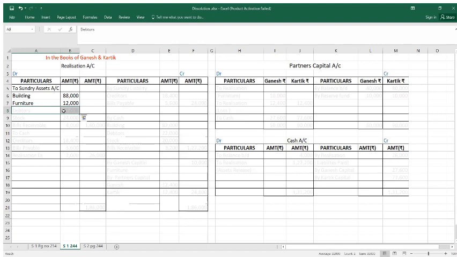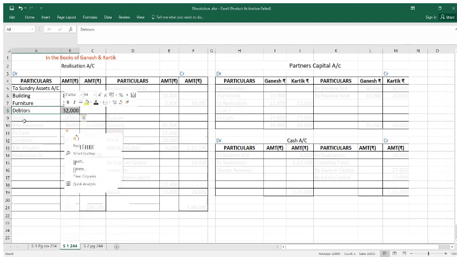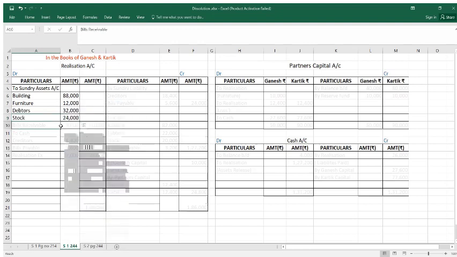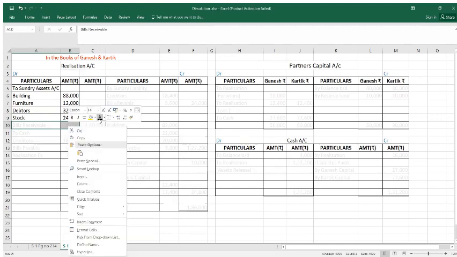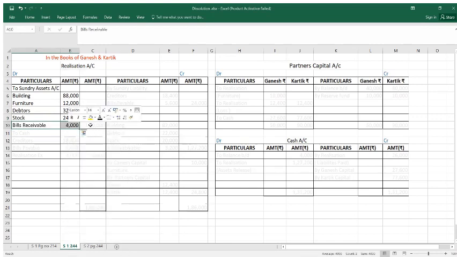then debtors, your RDD is not given, so the debtors 32,000, then stock 24,000, then bills receivable 4,000. We're going to take the total to the outer column, that is 1,60,000. Then next is your cash. We're going to transfer that particular amount of cash to the cash account. So to the debit, to balance brought down, amount is 4,000. This way we transfer all the assets.